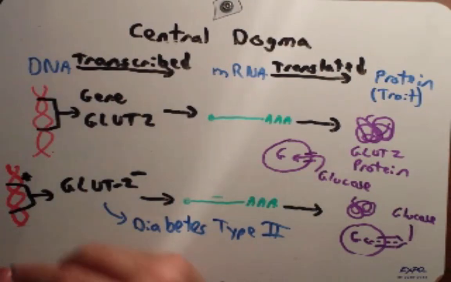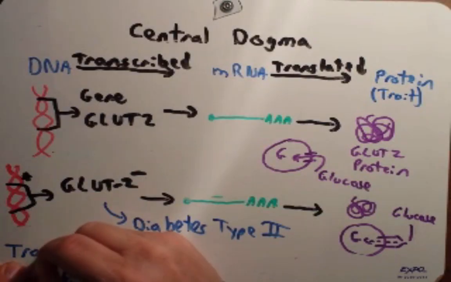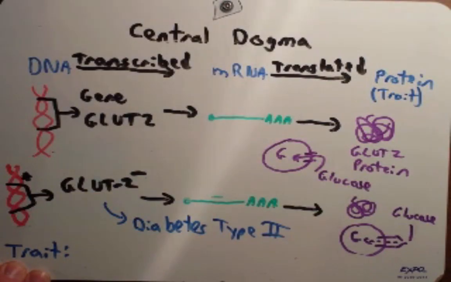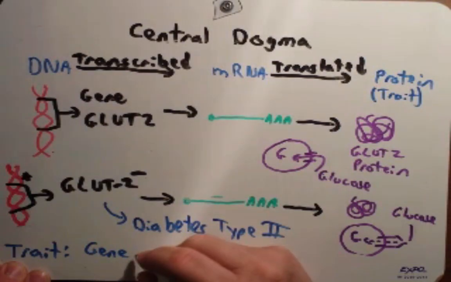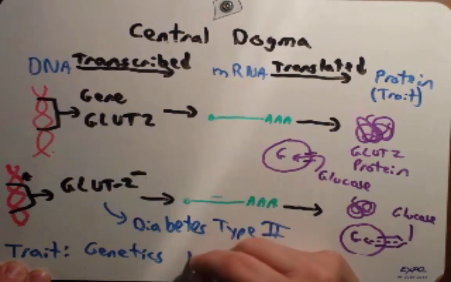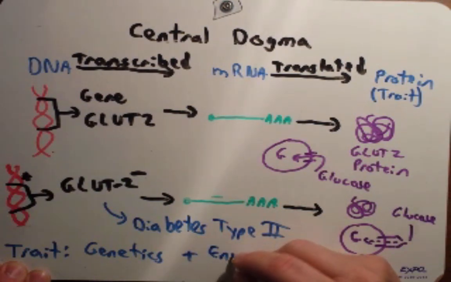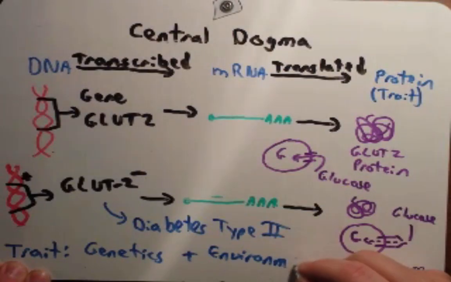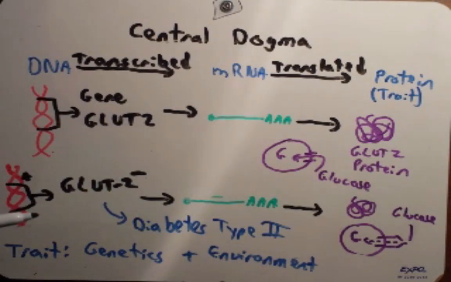So that brings us to the important point of what controls a trait. We've hinted to it, but we haven't actually said it. So a trait is caused by a combination of genetics plus the environment. In this example here, the genetics gave this individual here on the bottom a mutation that, under certain environmental conditions, can lead to diabetes type 2. So we have the genetic variation, and under certain environmental conditions, that can lead to the disease of diabetes type 2.